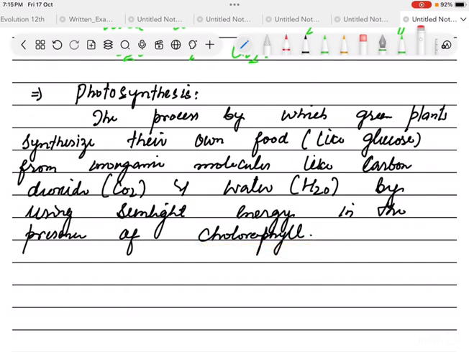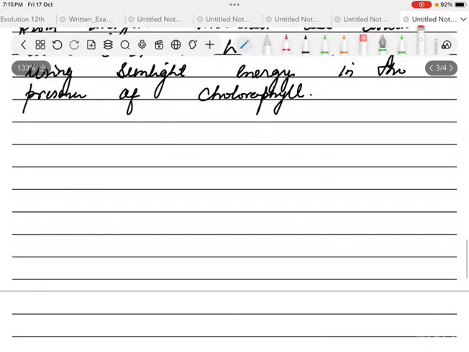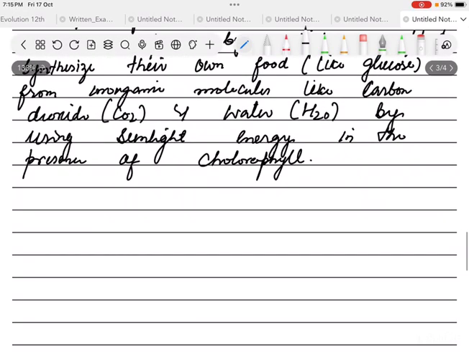Fine. So we define this process as photosynthesis. Photosynthesis is a process whereby green plants synthesize their own food from inorganic molecules like carbon dioxide and water. There must be sunlight and there must be chlorophyll. Both things are important, sunlight as well as chlorophyll.